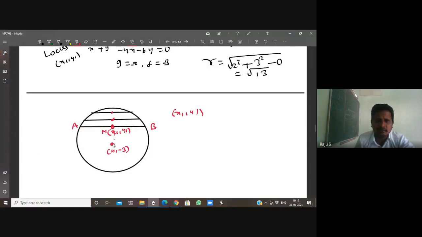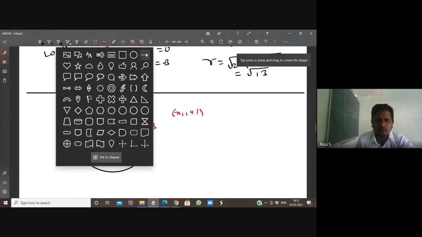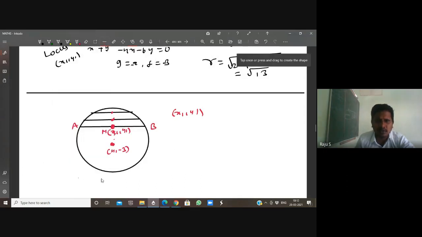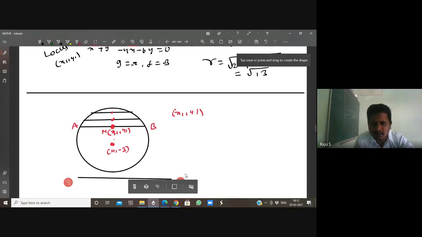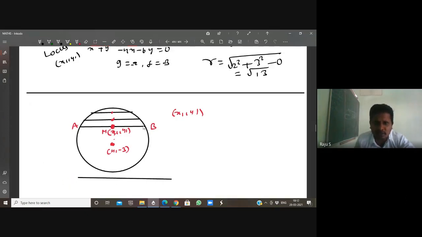And what about the chord, which is the locus of which is parallel to which? The locus of midpoint of the chord which is parallel to. Parallel means I need to take the line equation like this. Can I take like this? This is the line which is parallel to the chord AB whose midpoint is x1, y1. Okay, fine.